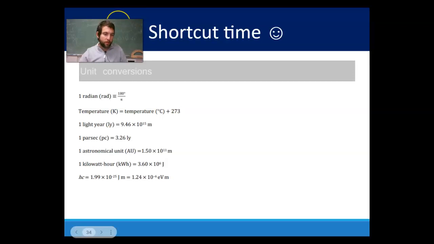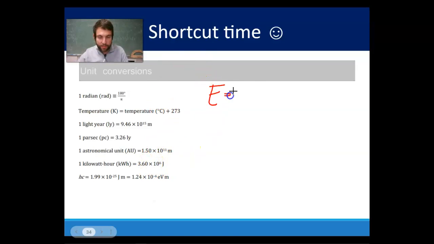All right, ready for the shortcut? In the unit conversions part of your data booklet, you've got 1 rad equals 180 over pi. Really useful. A lot of useful things in here. This one is often overlooked, and that's your hc, in joules times a meter and electron volts times a meter. So, with our last problem, we did E equals hc over lambda.